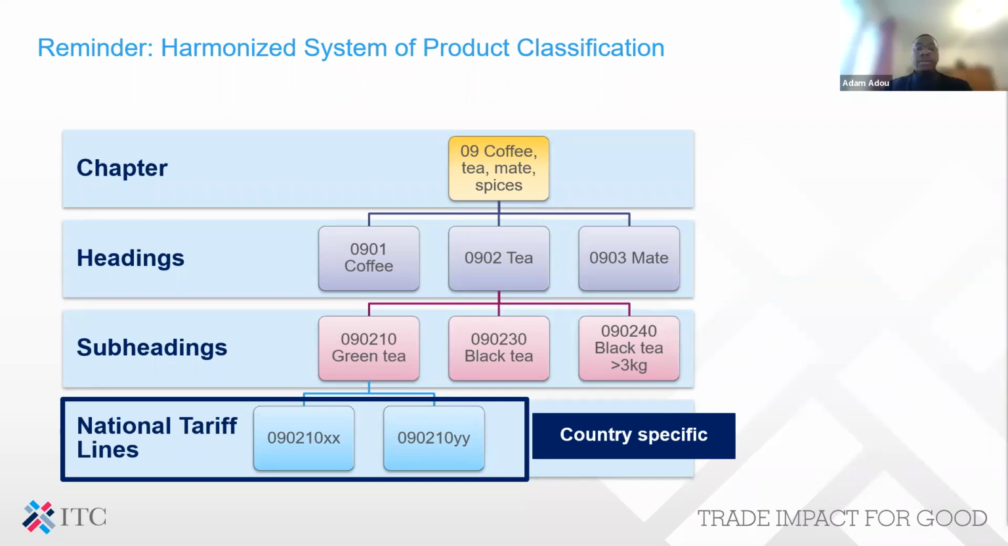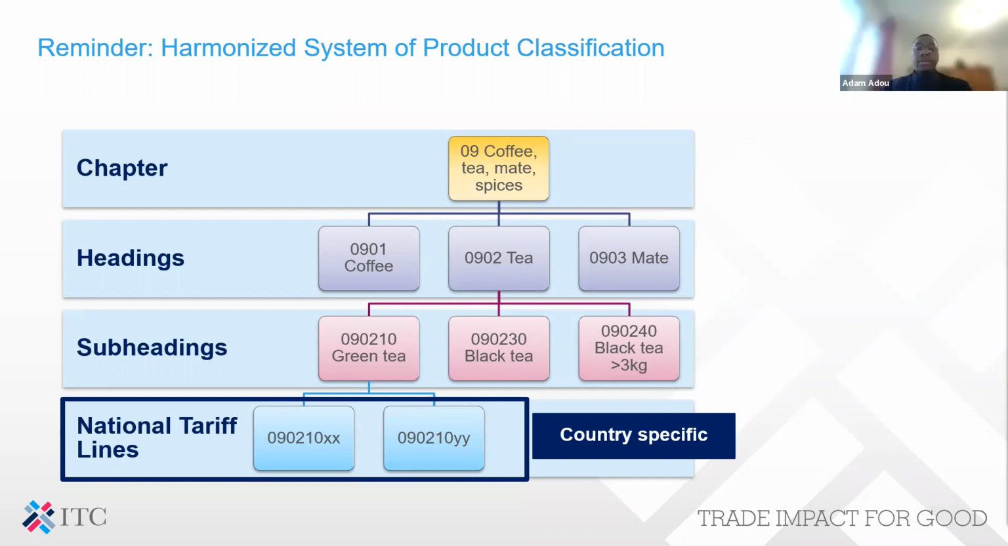Then you will have headings. This is a little bit more accurate. You will separate different types of product within the group. And what we look at in general is the HS6 level, which corresponds to the subheadings. In this, you will have a more specific part of the product.